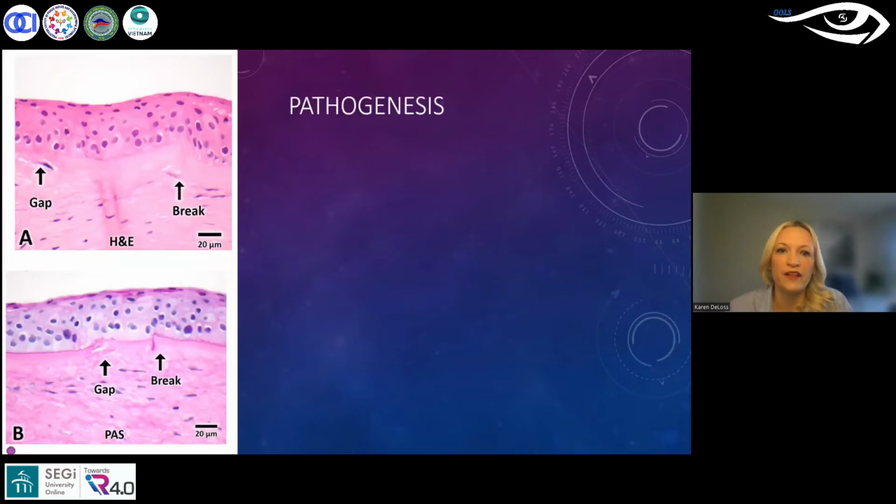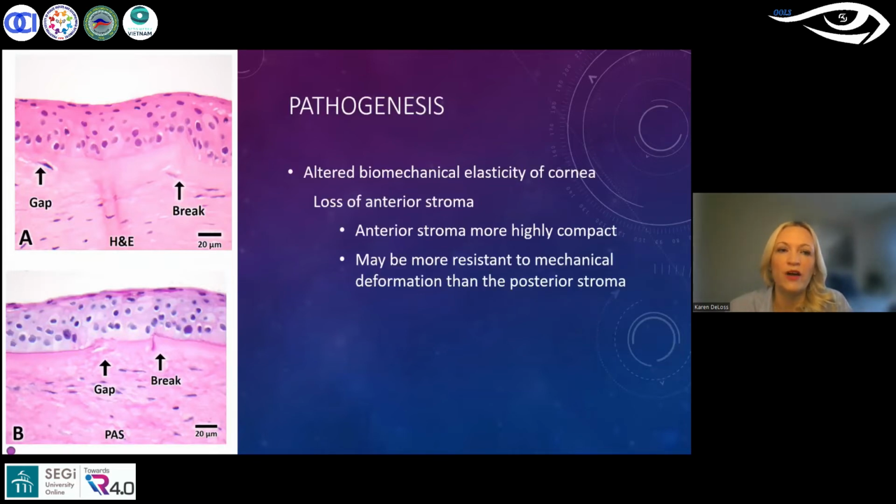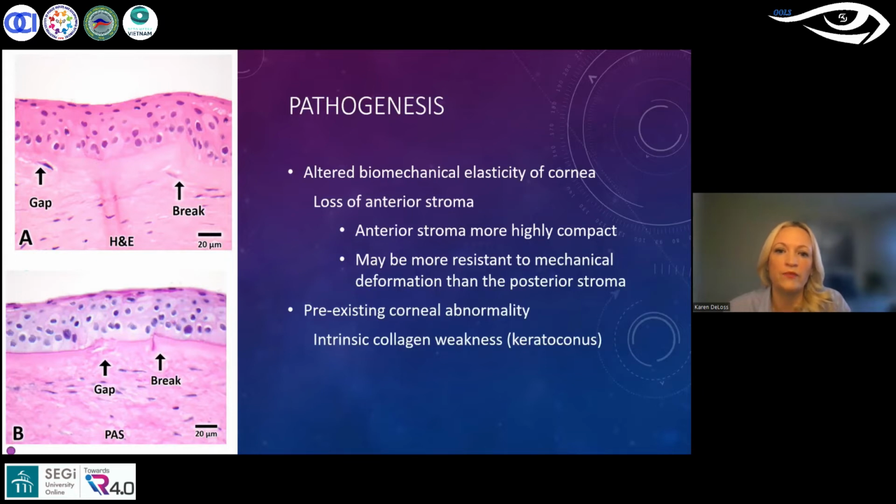So histopathology, the pathogenesis: more or less you have an altered elasticity of the cornea. You have a loss of anterior stroma, and the anterior stroma becomes highly impacted, or more compact, sorry. And it's maybe more resistant to mechanical deformation than the posterior stroma. It causes an intrinsic collagen weakness.